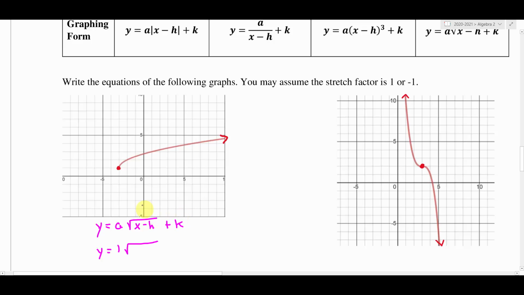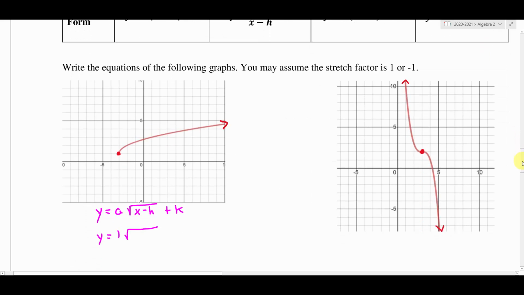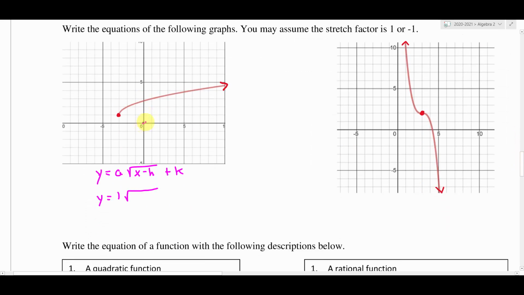Now the h value and the k value can be found by using the locator point. And remember, our locator point is this point, which starts on the origin at 0, 0. So before it's been moved left or right, the locator point starts at 0, 0 for the square root function. So on our graph, our square root function started here, but ended up over here. And we can use the difference between those 2 points to help us figure out what the horizontal and the vertical translations were.